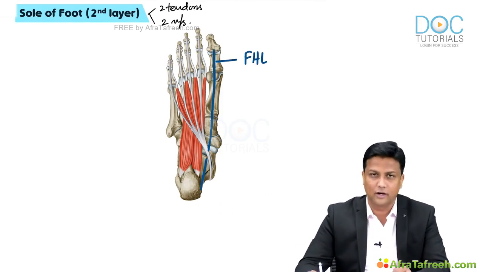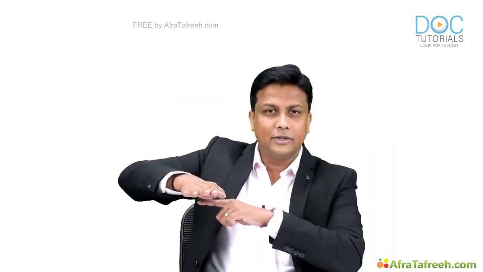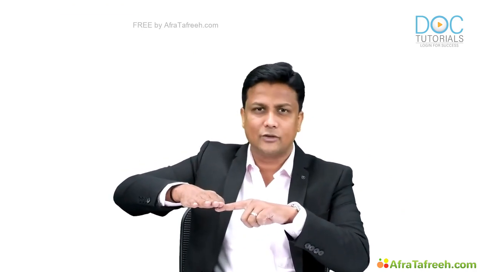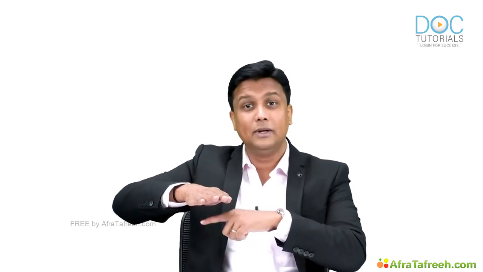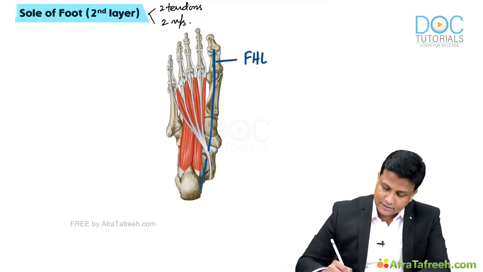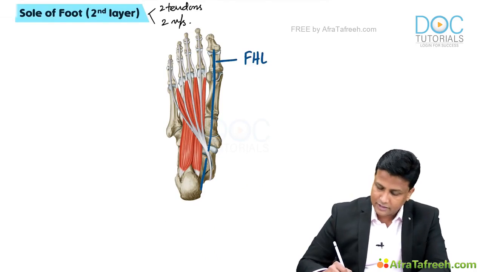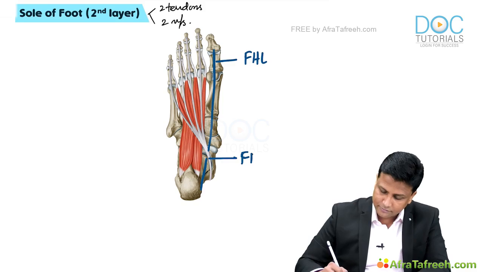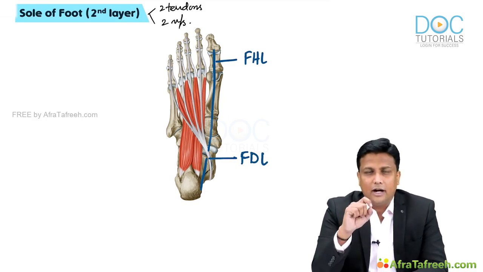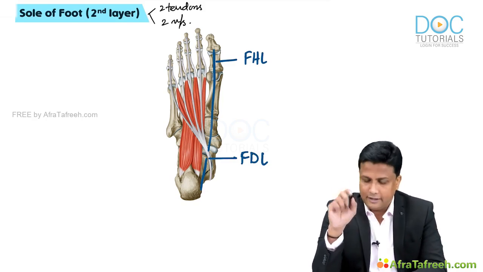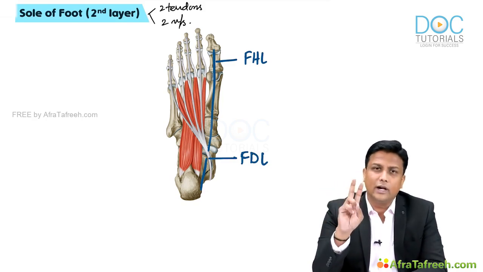Flexor hallucis longus. There will be a long tendon coming from the leg region going to the great toe, flexor hallucis longus. And one more tendon coming again from the leg region only, but it is going obliquely and it is dividing into four tendons going into the digits. And because of this reason, guys, it makes sense. What should be the name of this tendon here, which is going obliquely? That's flexor digitorum longus. So one will be the flexor hallucis longus tendon, another one will be the flexor digitorum longus tendon. So we are comfortably done with the two tendons present over here.